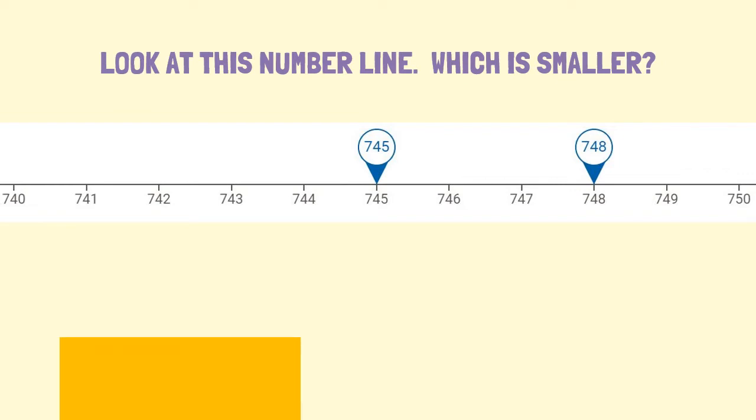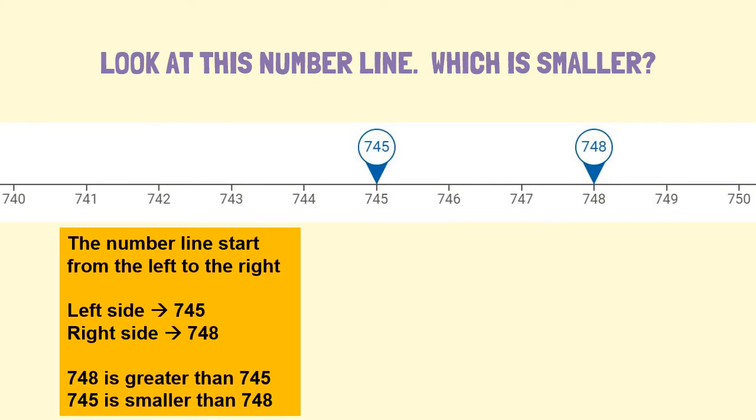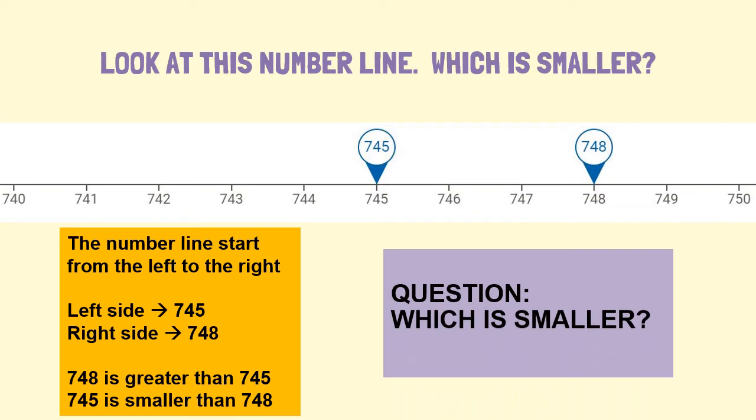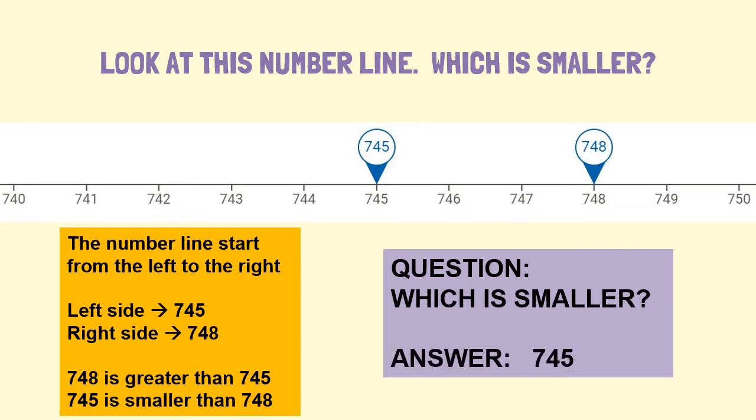So, 748 is greater than 745 because 748 is positioned on the right, okay? And then 745 is smaller than 748. So, the question, which is smaller? Of course, the number whose position is on the left, 745.